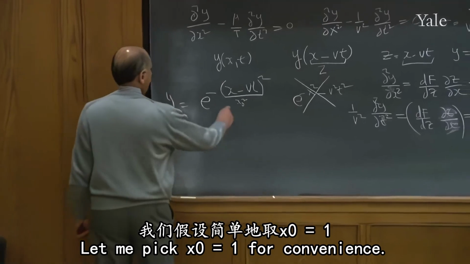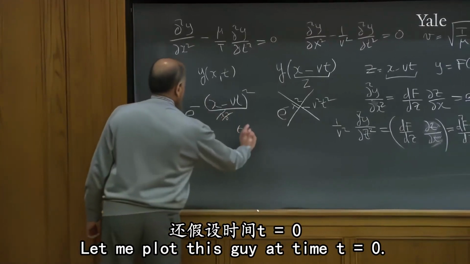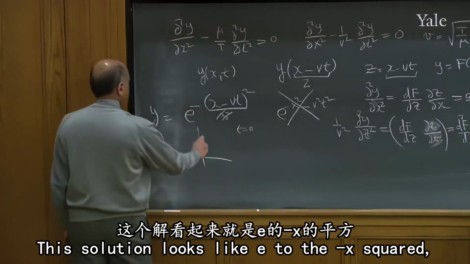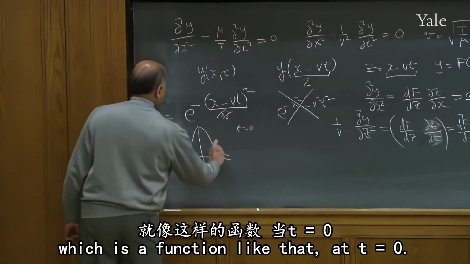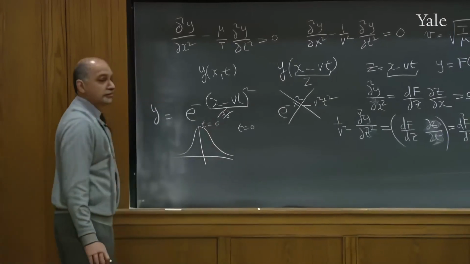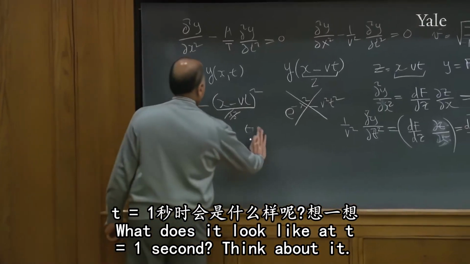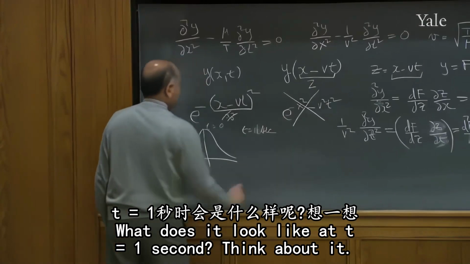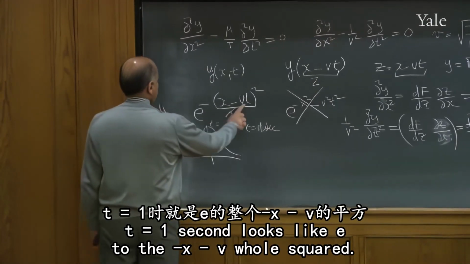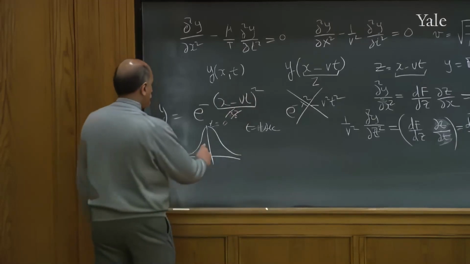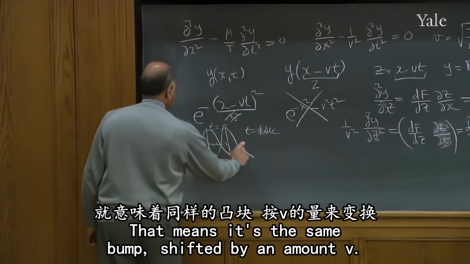Let me pick x naught equal to 1 for convenience. Let me plot this guy at time t equal to 0. This solution looks like e to the minus x squared, which is a function like that, at t equal to 0. What does it look like at t equal to 1 second? Think about it. T equal to 1 second, it looks like e to the minus (x minus v) whole squared. That means it's the same bump shifted by an amount v.